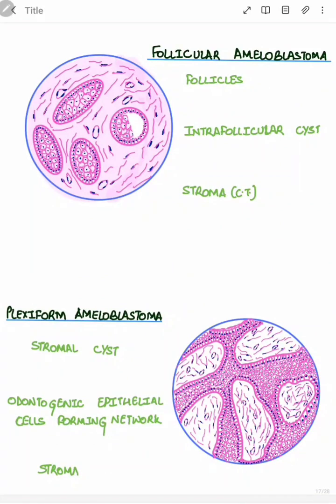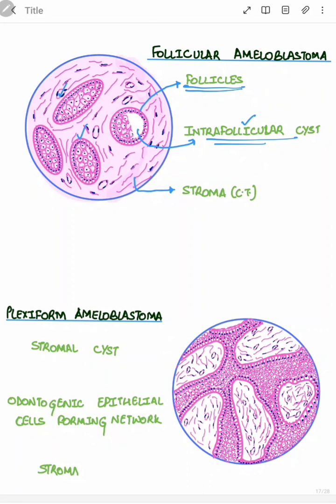Now, what is the difference between follicular ameloblastoma and plexiform ameloblastoma? So, in first picture, we can see the odontogenic epithelial cells are arranged in the form of follicles. So, these follicles are degenerated in this type of ameloblastoma. So, intrafollicular cysts are seen. And the follicles are present within the connective tissue. So this is the connective tissue and all the follicles are present within the stroma or the connective tissue.